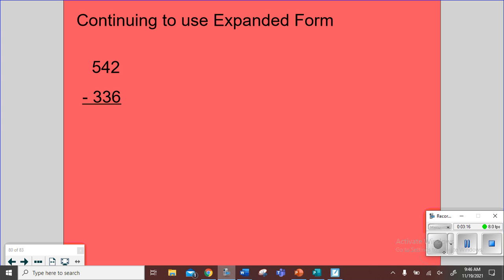Now remember, when we start doing expanded form or you start using the routine, the algorithm, we are very particular about making sure your ones are over your ones, your tens are over your tens, and your hundreds are over your hundreds. So make sure they're lined up in the correct place value. Oh, regrouping.